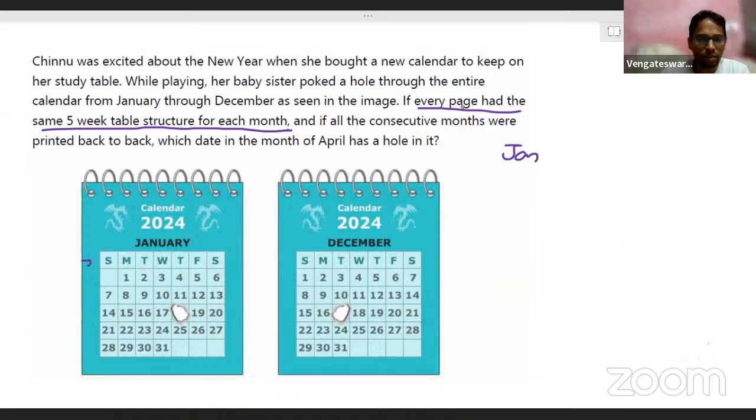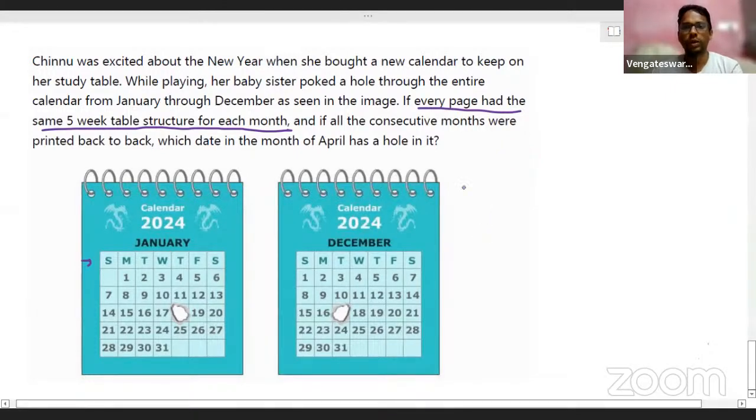You have January month. Just look at the position where the hole has happened. The hole is at the 4th row, but the 5th column. Now when you turn the page and come to February, what will happen? February will get the same fourth row. In date wise it will be the third row, but the hole will be on the Tuesdays. That's all.